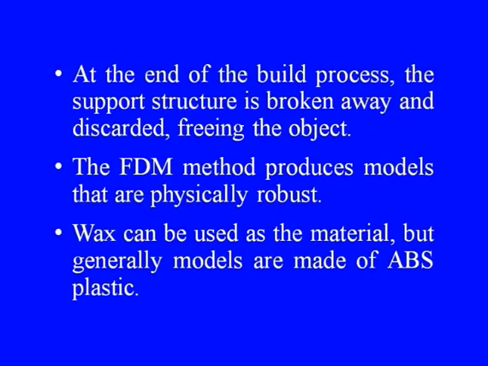So, here this is the support nozzle which has got a different color so that we can easily distinguish which one is the actual model fiber and which one is delivering the support material. At the end of the build process, the support structure is broken away and discarded, freeing the object. The FDM method produces models that are physically robust. Wax can be used as the material, but generally models are made of ABS plastic.